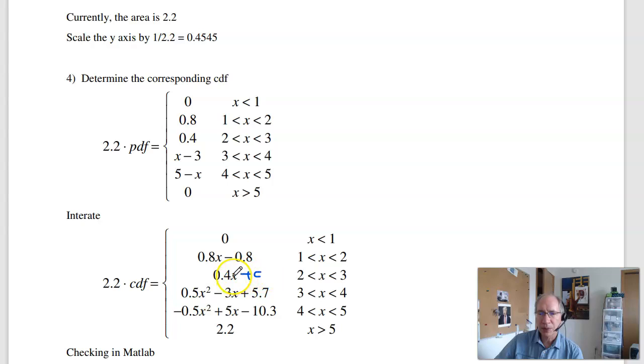0.4 times 3, 1.2. Plug in x equals 3. This also has to be 1.2. There's your constant. The integral of 5 minus x is minus 0.5x squared plus 5x plus a constant. Plug in x equals 4. I get a number that has to match in this region. And finally, the integral of 0 is 0 plus a constant.